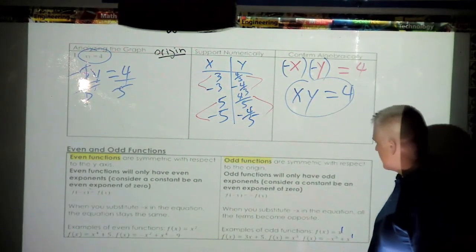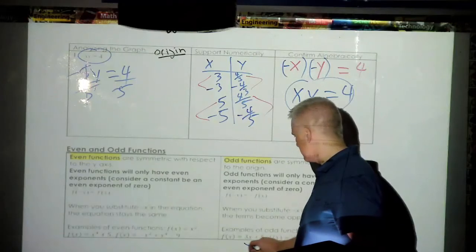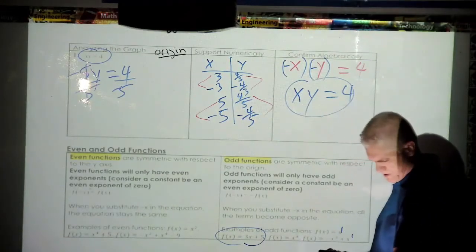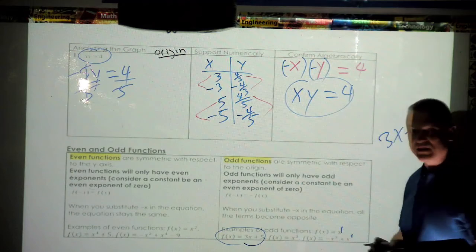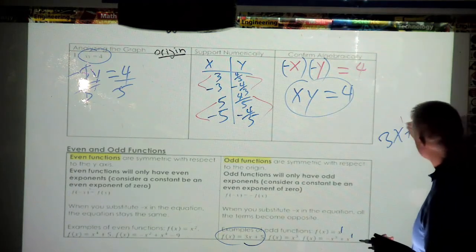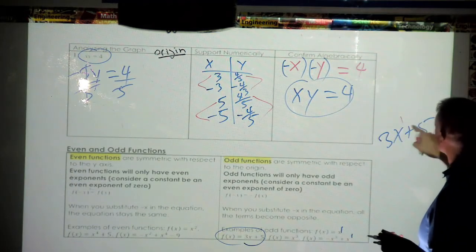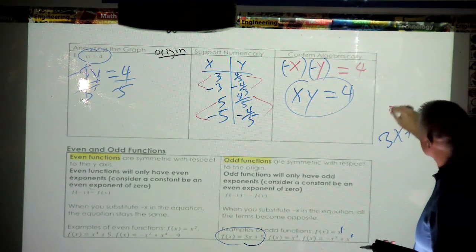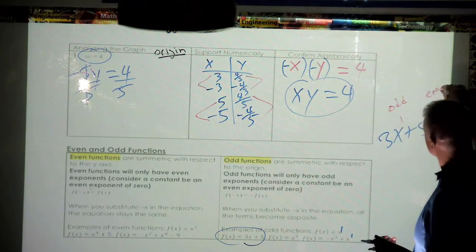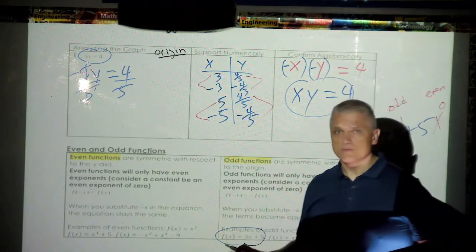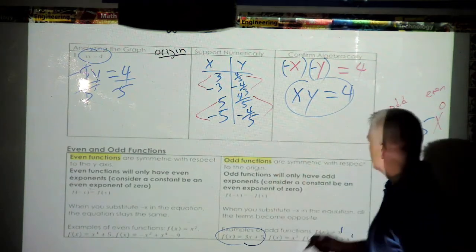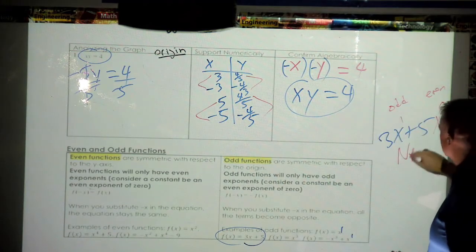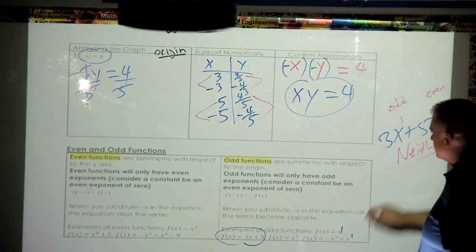Now, what about this guy? That says 3x plus 5. What are the exponents? X to the first, x to the 0. Odd, even. If it's not all odd, it's not an odd function. If it's not all even, it's not an even function. So this is neither odd nor even.